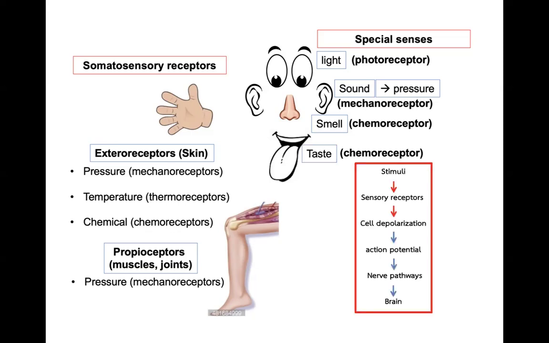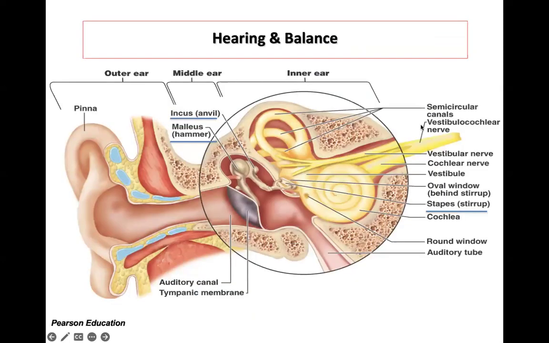So same idea. When you have a stimulus, you activate the sensory receptor and you cause cell depolarization, okay? Until it reaches the threshold, then you can create an action potential. Then when the action potential occurs, it becomes the nerve signal, right? That can propagate through the nerve pathway and arrive in the brain, okay? So this is a summary of how it works overall.